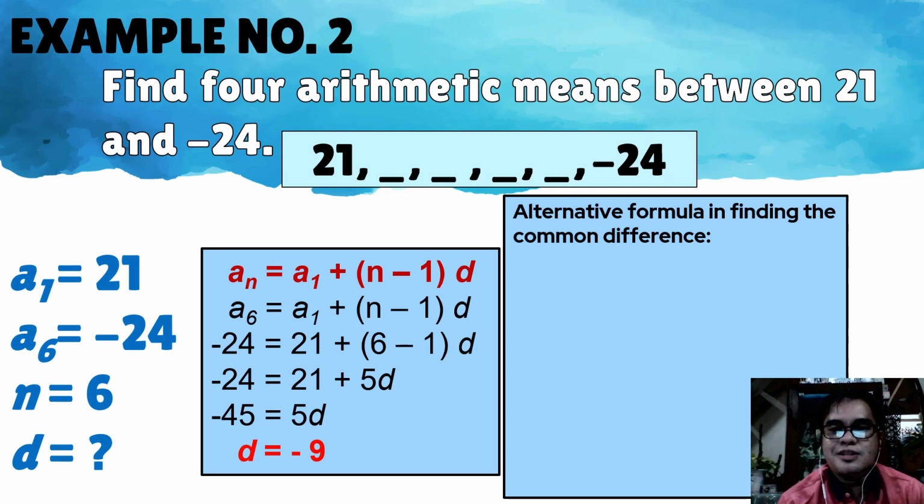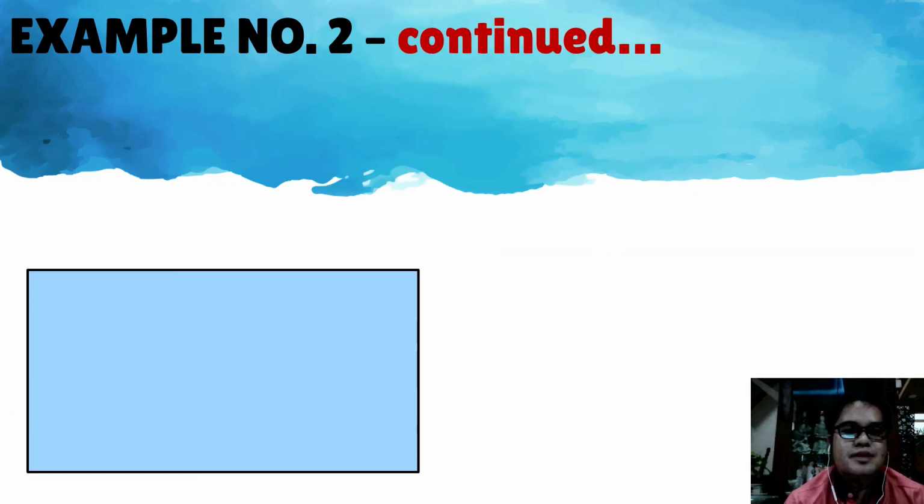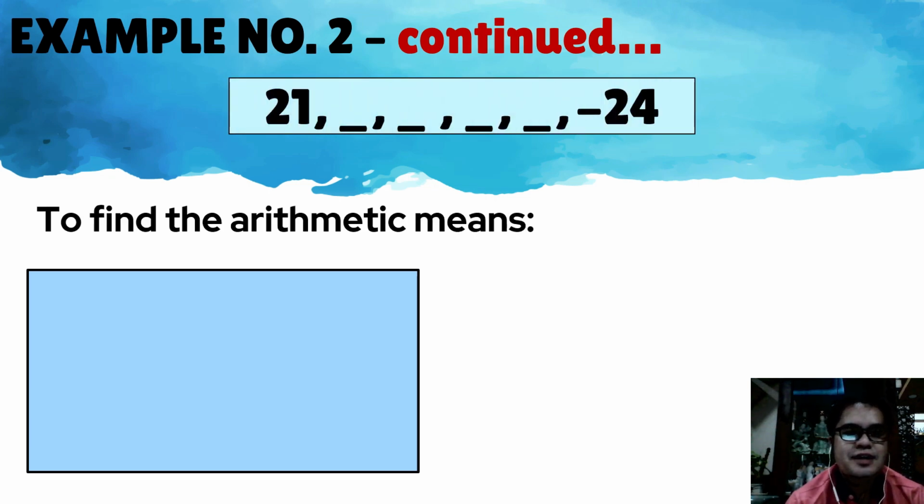And to use the alternative formula in finding the common difference, this is the formula. And then substitute the values, which is negative 24 minus 21 over 6 minus 1. And then d is equal to negative 45 over 5, and d is equal to negative 9. Since we are asked to get the arithmetic means, to find the arithmetic means, particularly a sub 2, use the value of a sub 1, which is 21, added to the common difference, which is negative 9, equals 12.